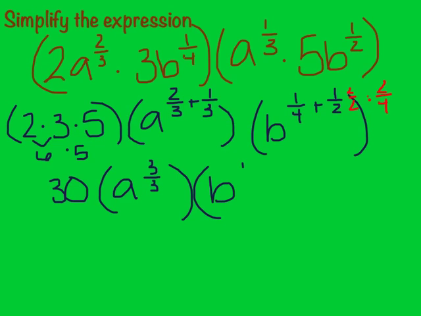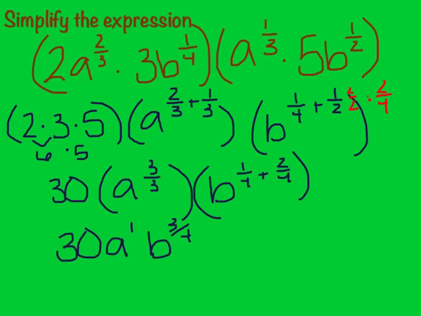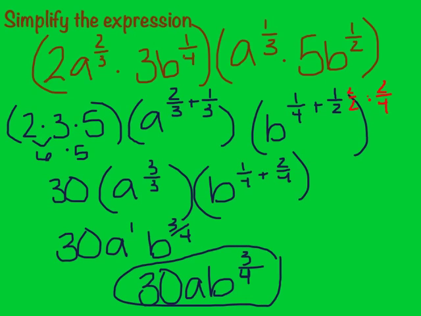We have B to the 1/4 plus 2/4. Working that out again, 30. 3 over 3, what does that give us? That gives us 1. 30 times A to the 1 times B to the 3/4. Now we're still not totally simplified because remember, A to the 1 is just the same thing as saying A. So our final answer is 30a b to the 3/4.